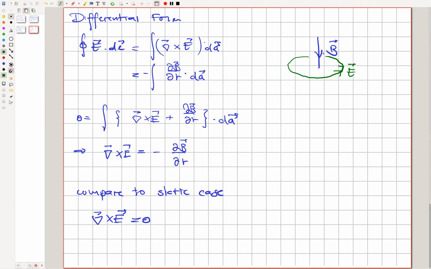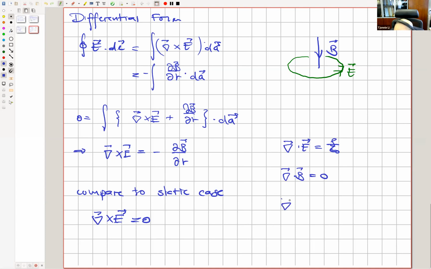If we take a look at Maxwell's equations right now, the set of Maxwell's equations is the one that we see here. And of course, we have the other set, which is given by the divergence of E is rho over epsilon naught, the curl of E, the divergence of B equals 0, and the curl of B.